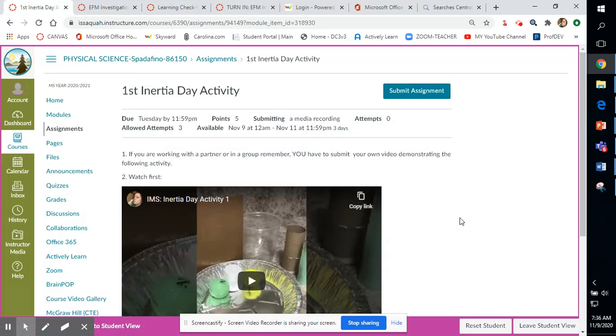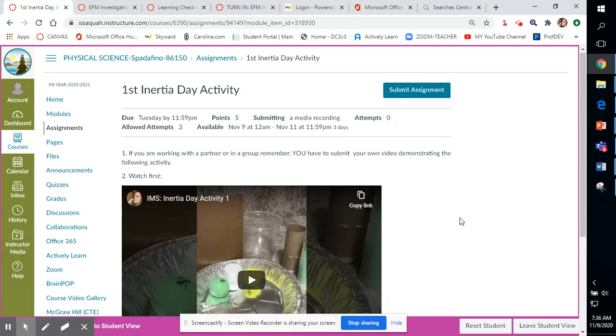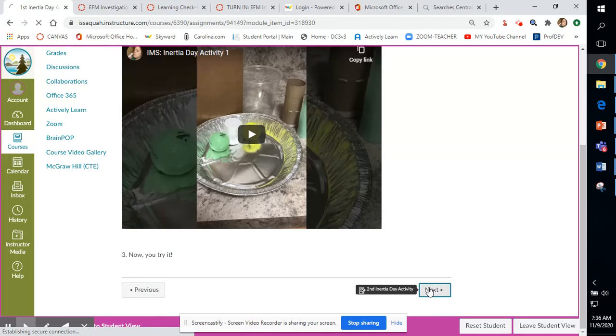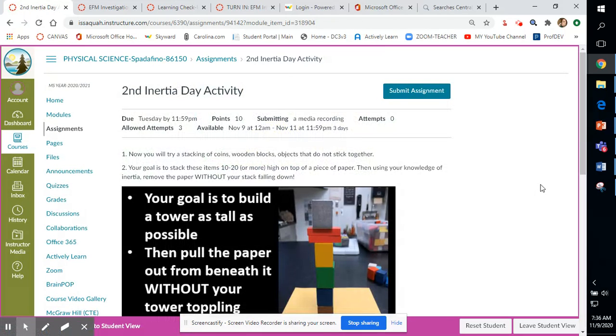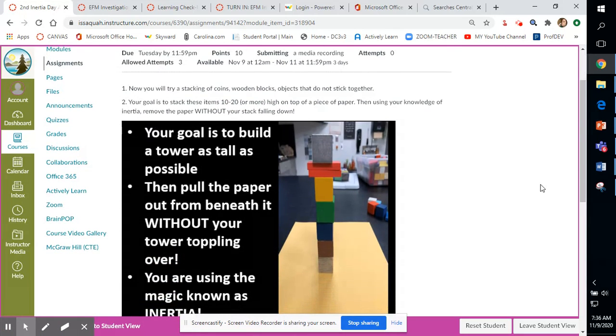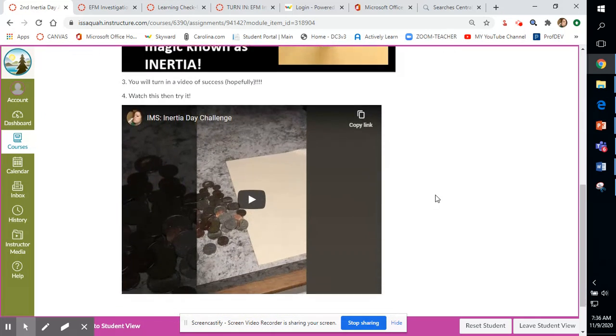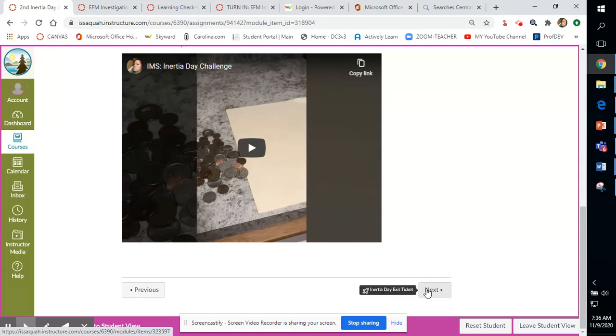Your first submitted activity is going to be very similar to what Steve Spangler did. I'm demonstrating it and explaining it. And then your second is going to be with a stack. I wish we were in class so I could have you in groups doing this together. But you can use coins. If you have wooden blocks or metal blocks or something, anything that you can stack will work. And there's another video for you.